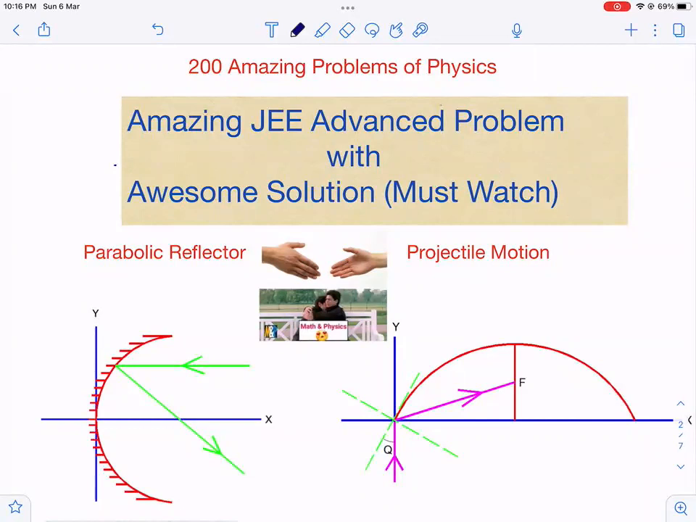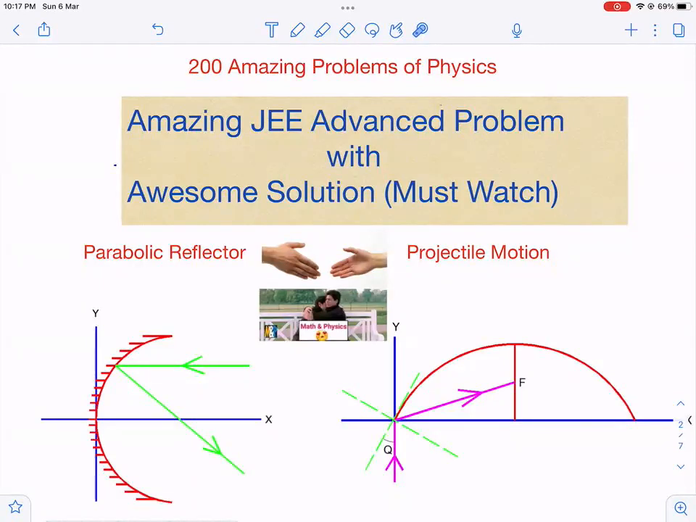So I've come up with a very amazing problem that is one of the questions of 200 amazing problems of physics. And there is nothing hi-fi about that problem. It's a very good candidate for JEE Advanced, and this could be my prediction that in JEE Advanced 2022 this problem might be coming, right? So you might see this problem in JEE Advanced 2022.